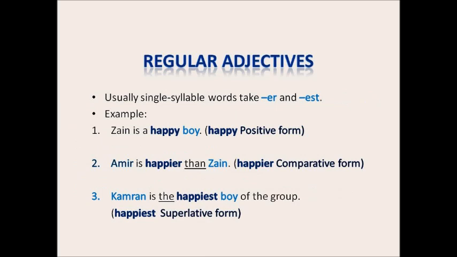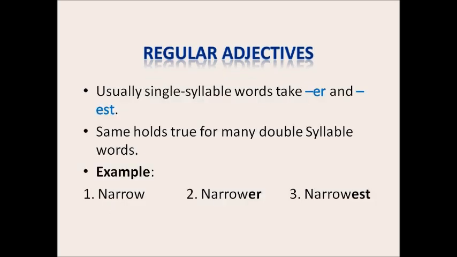In the first sentence, happy is the positive form. In the second sentence, happier is the comparative form. And in the third sentence, the happiest is the superlative form of the adjective. Before we said that usually single syllable words take er or est. But the same holds true for many double syllable words. One example is here: narrow, narrower, narrowest.